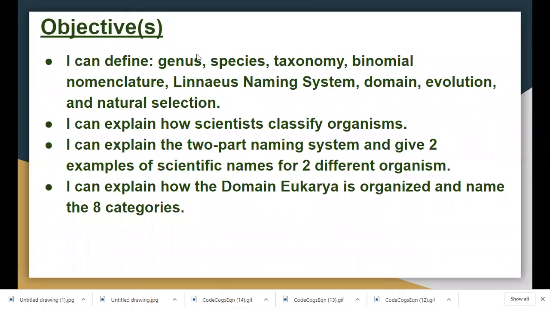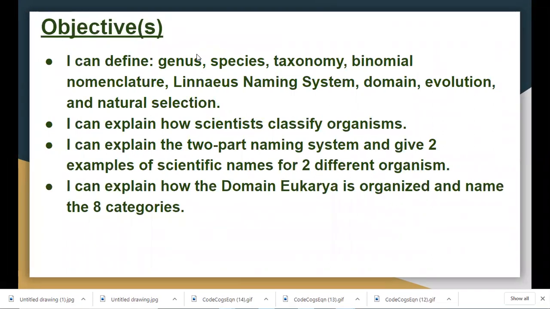So the objectives today that you will be able to do at the end of this video is: I can define genus, species, taxonomy, binomial nomenclature, Linnaeus naming system, domain, evolution, and natural selection. You're going to be able to explain how scientists classify organisms. You're going to be able to explain the two-part naming system and give two examples of scientific names for two different organisms. I can explain how the domain Eukarya is organized and name the 8 categories. Now pay attention to these objectives, because these will be your questions that you'll be turning in at the end of the lesson.